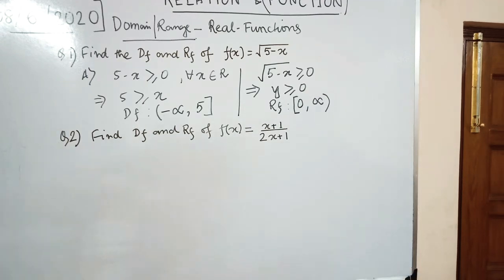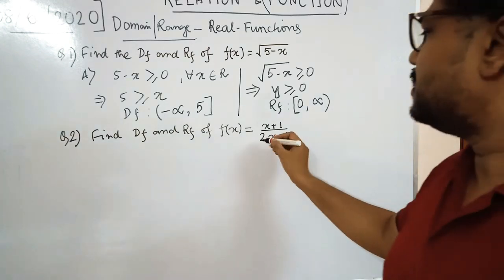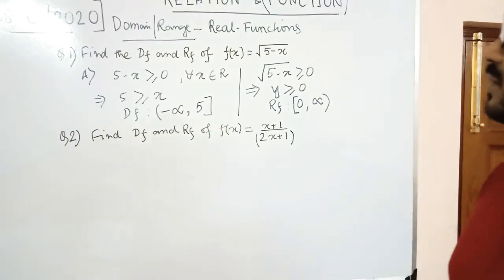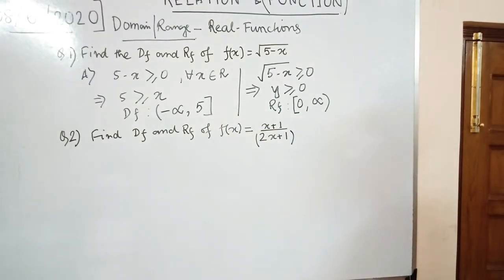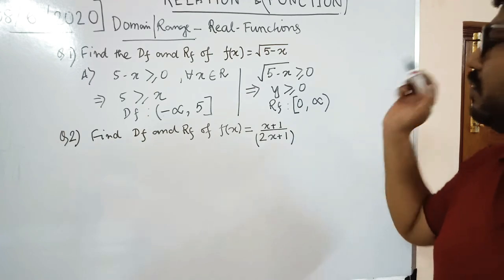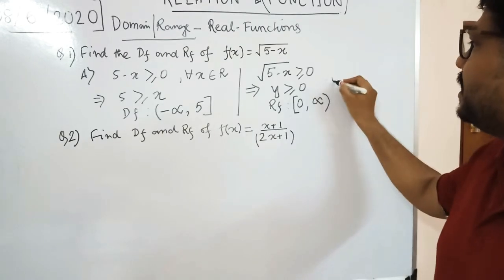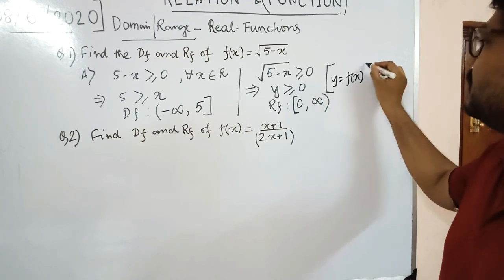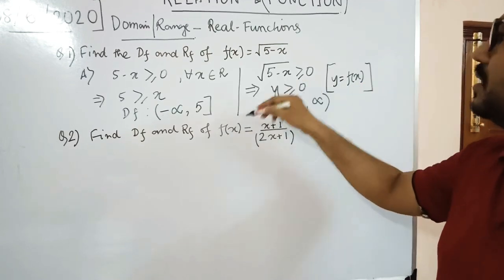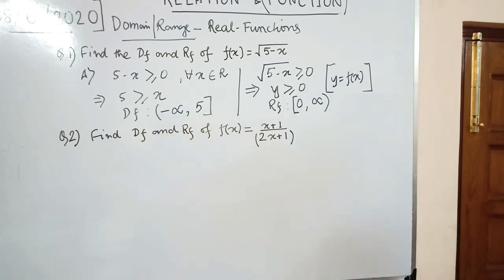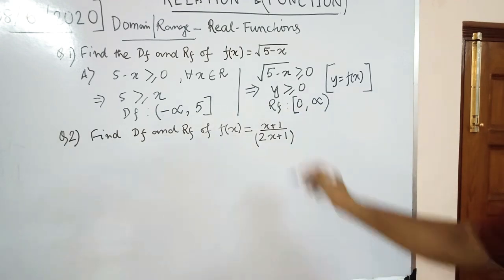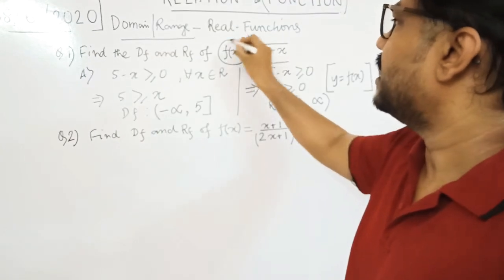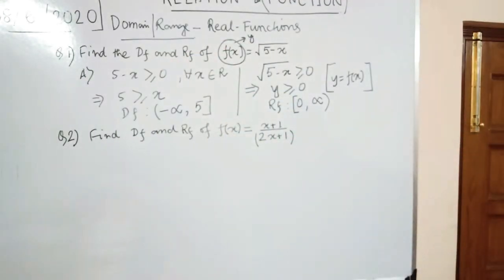Number 2, let us see. The strategy is to look at the denominator. Remember that y is f(x). We are actually finding out the values for y, so you can substitute this whole thing by y. Okay, let us proceed to the next sum.